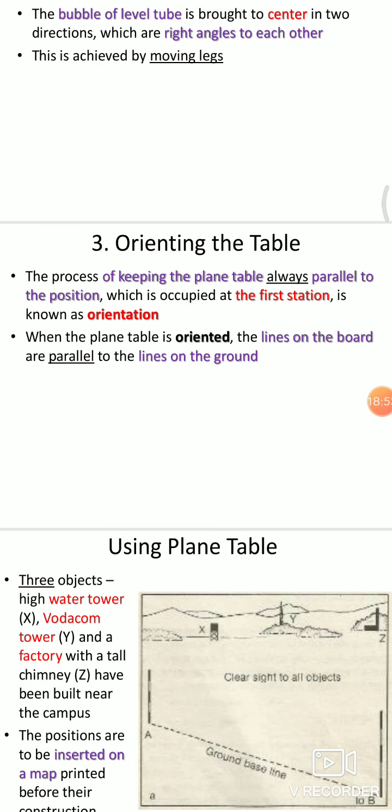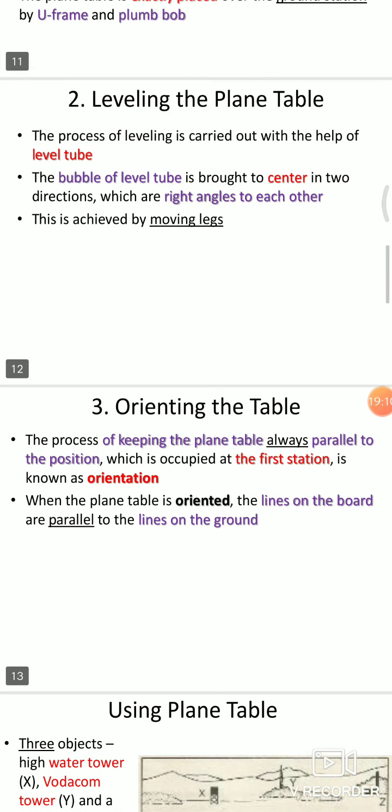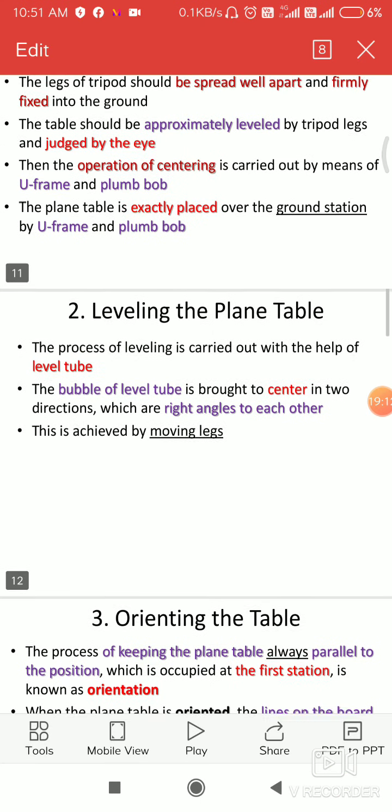When the plane table is oriented, the lines on the board are parallel to the lines on the ground. When we have done the orientation, we are ready to perform the plane table survey. So this is the setting up of the plane table.